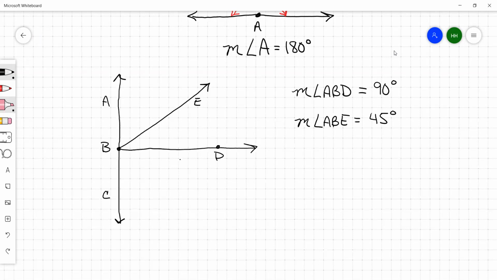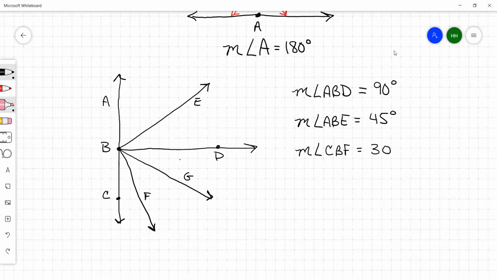If you go down here to the bottom, we have angle CBD. If you can picture angle CBD getting cut into thirds, it would look something like this. We could put point F and point G right here. And if angle CBD was 90 degrees, then what could we estimate the measure of angle CBF to be? 30 degrees, because we took a 90 and we cut it into thirds, so 30 degrees.